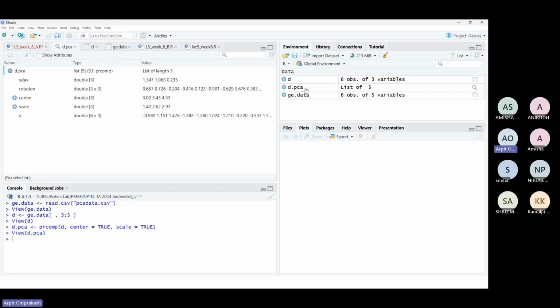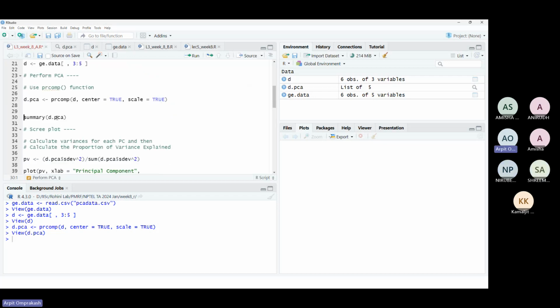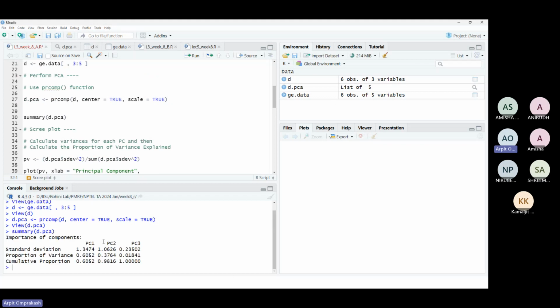Now let's take a look at d.pca. It has a lot of different values: center, scale, x, rotation, sdev, and all. We'll take a look at them slowly. The first thing is we type summary(d.pca), so we get a summary of the model. This gives you the standard deviation of the three principal components. The first one is high, the second one is high, the third one is low. This is how much your data is varying along that axis.